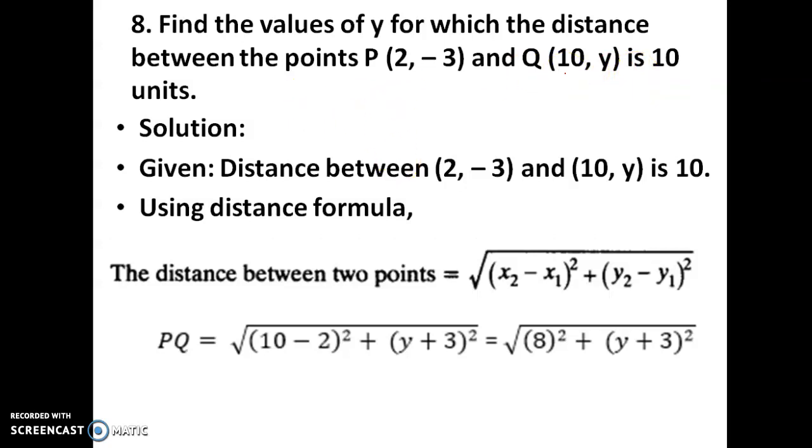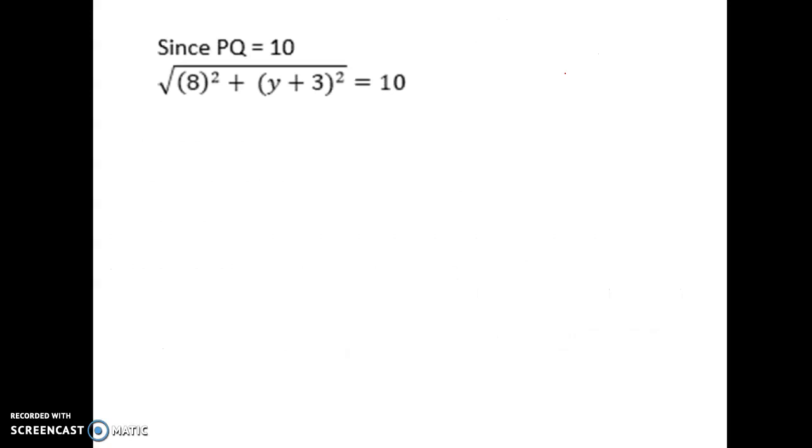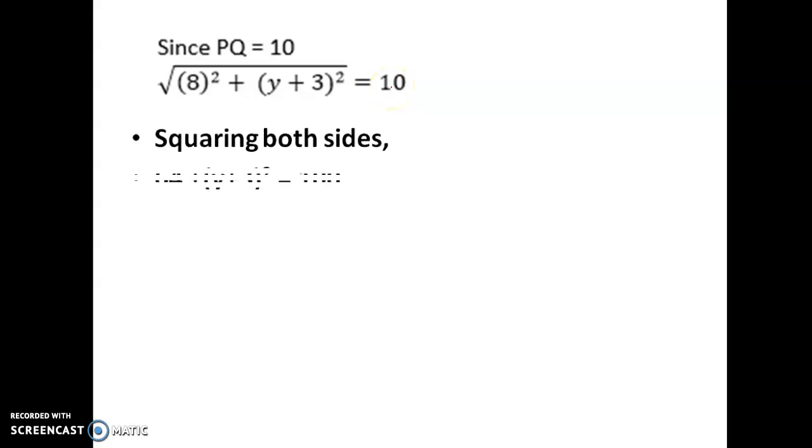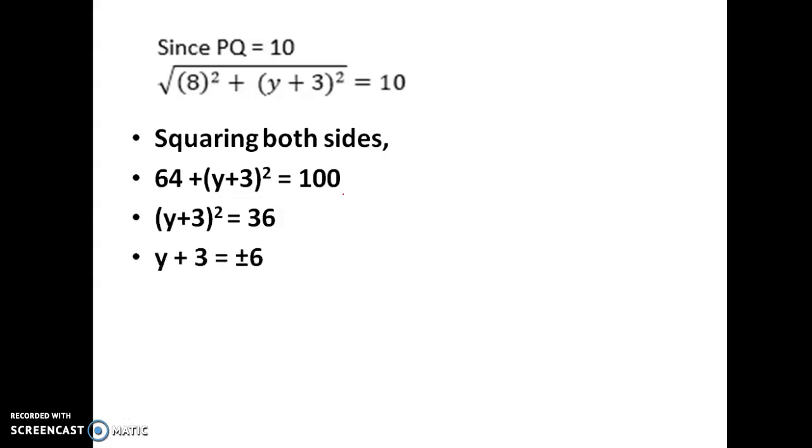So if you simplify, you will get like this. So PQ is equal to 10. So equate it to 10. Then squaring on both sides. If you square on both sides, the root will be removed. So 10 square is 100. That's why you are writing here. Then if you simplify further, bringing the 64 to the other side of the equal sign, you will get 100 minus 64 is 36.